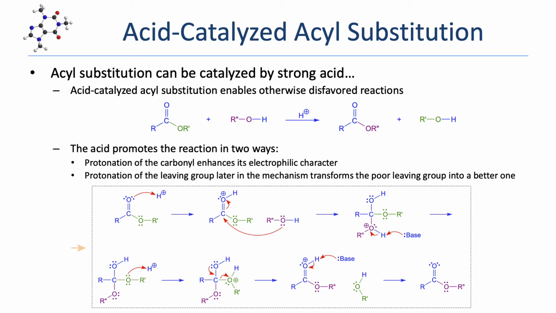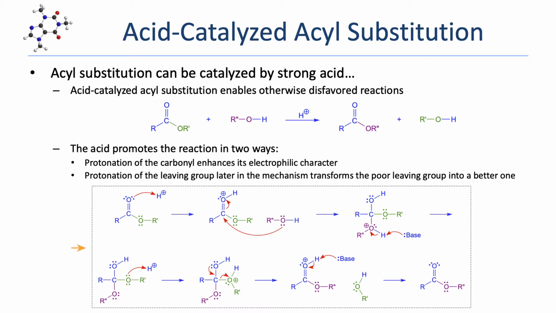If we look at the reaction mechanism, we see that the acid promotes the reaction in two ways. Early in the reaction mechanism, protonation serves to increase the electrophilic character of the carbonyl. Later in the mechanism, protonation enables the expulsion of an otherwise poor leaving group. The six-step mechanism follows the same repeating pattern of protonate, do something, deprotonate seen in other acid-catalyzed carbonyl reactions.